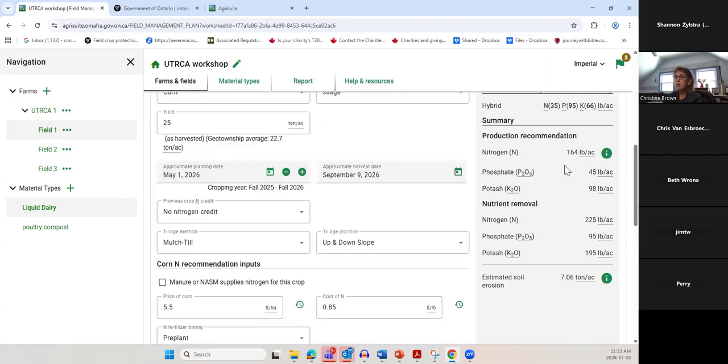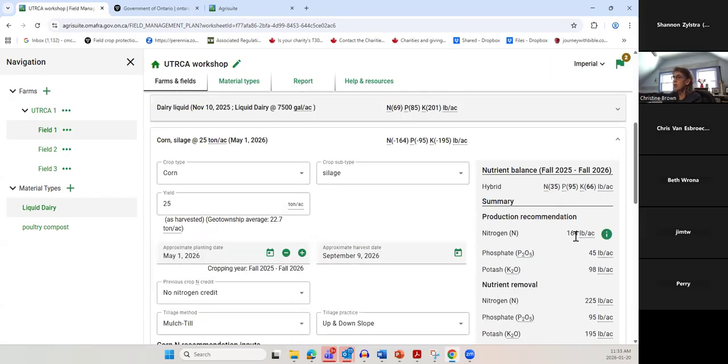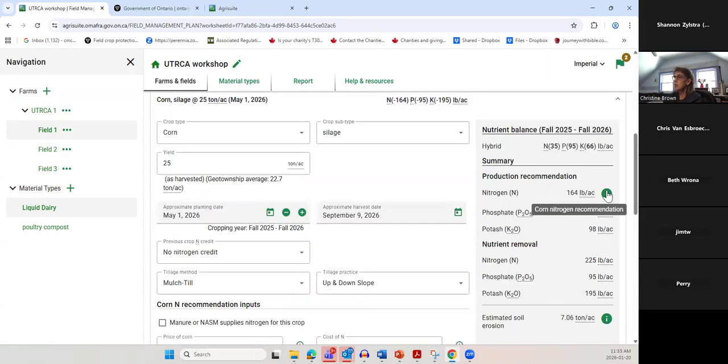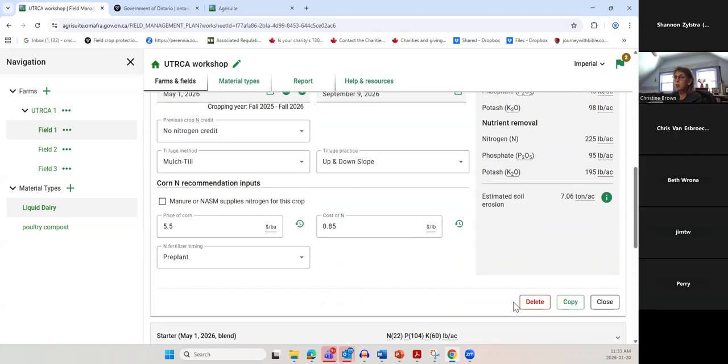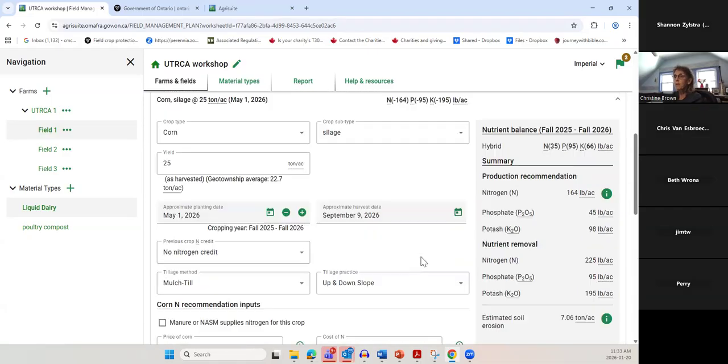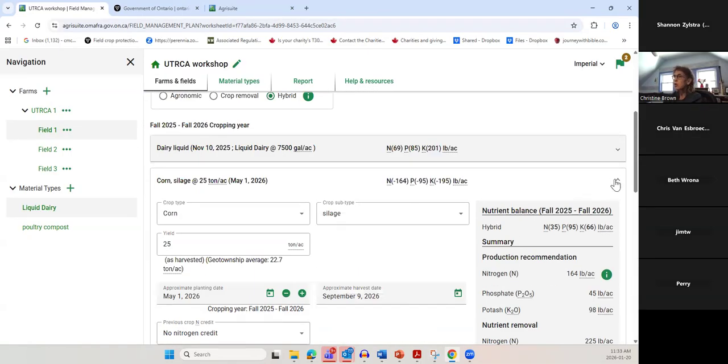My nitrogen recommendation for the silage was 164. So it's a little bit high. I probably could get away with a little bit less. Some people want to have a specific amount of nitrogen. I think I'm going to lower that just a little bit.